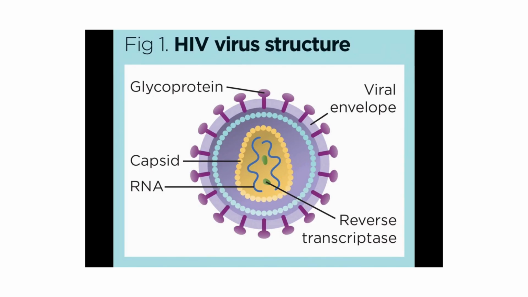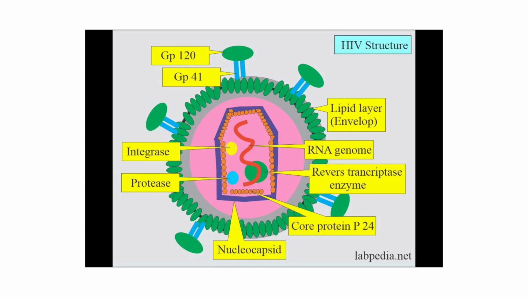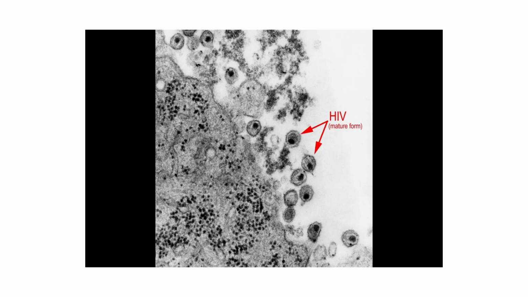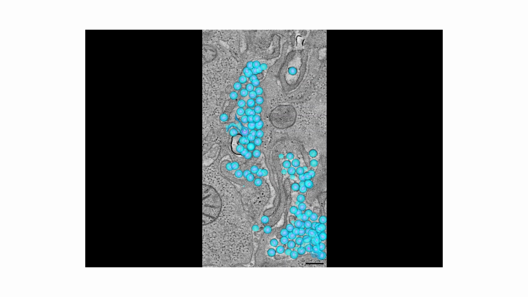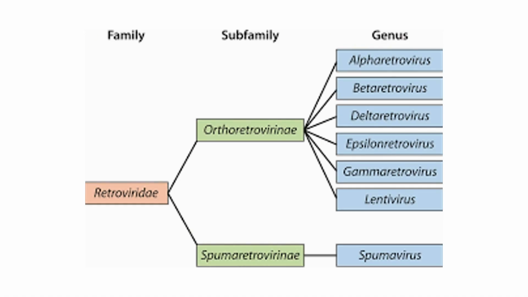HIV is a small round virus about 100 to 120 nanometers wide. It has a soft outer coat called an envelope made of lipids. On the outside, there are proteins called GP120 and GP41 that help it enter human cells. Inside, it has RNA and enzymes like reverse transcriptase, integrase, and protease.